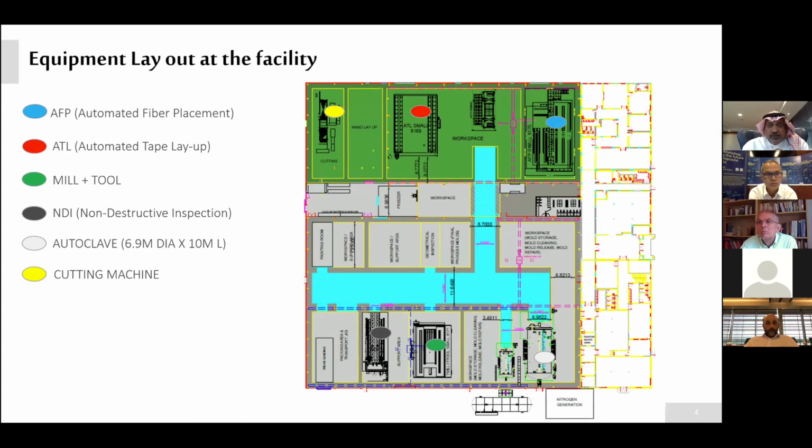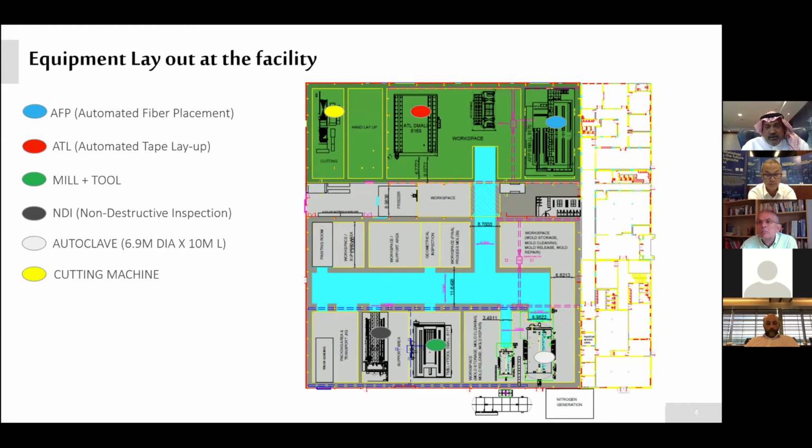Next to it is the ATL in the red color, which is the automated tape laying machine. It's capable of making a wing up to 9 meters, a wing or empennage, vertical, horizontal, any curve or semi-curve shape, not complex shape. In the far left side, upper corner, in the green area is the yellow oval, which is a cutting machine. It's for cutting carbon fiber or cutting the material.